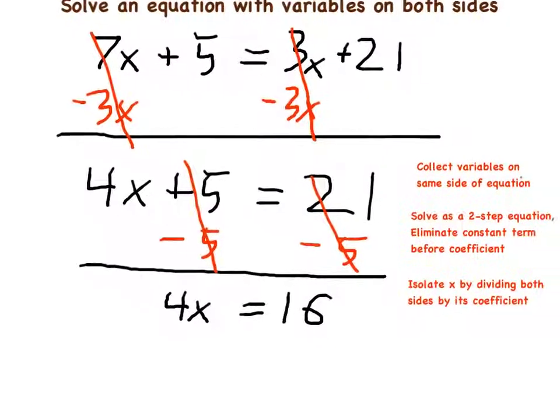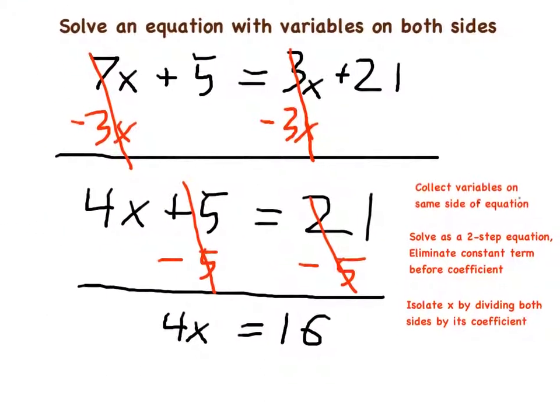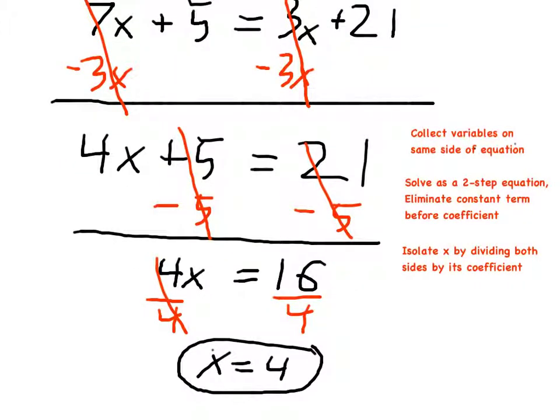Finally, I want to isolate x, or get x by itself, by dividing both sides by x's coefficient. In this case, the coefficient of x is 4. 4 times some number x equals 16. We can probably see what that is already, but just to be complete, dividing both sides by 4, x is equal to 16 divided by 4, which itself is 4.